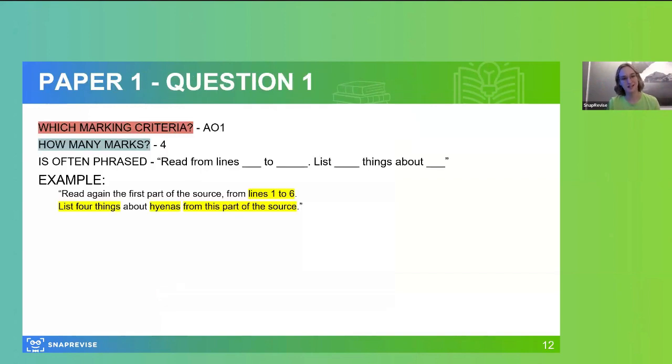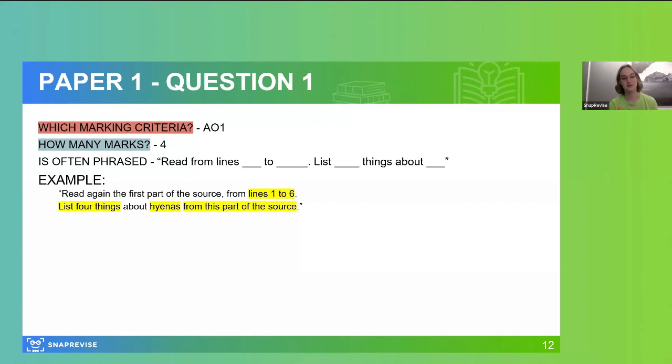So question 1, you're being asked to look at marking criteria AO1. That's all about your understanding, your interpretation. It's worth 4 marks, and it's often phrased something like, read from lines blank to blank and list however many things about blank. So for example, the question I've picked is, read again from the first part of the source, from lines 1 to 6. List 4 things about hyenas from this part of the source.